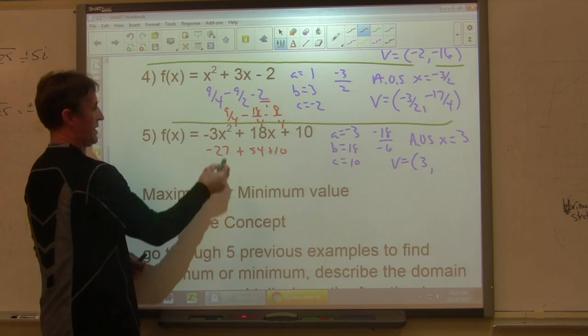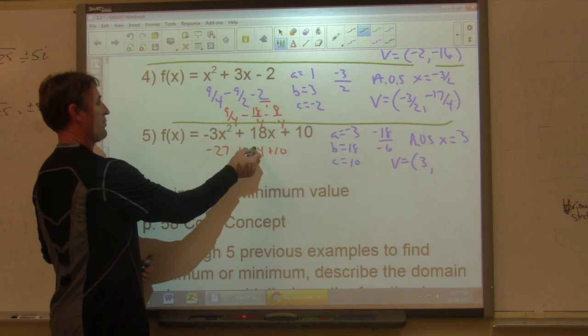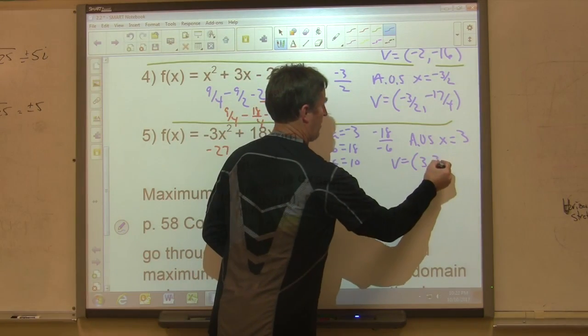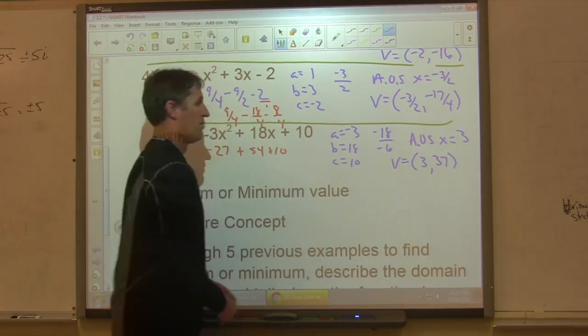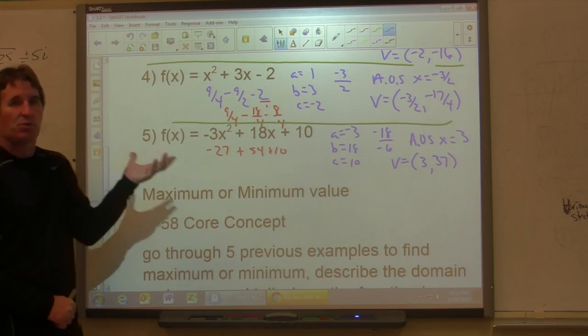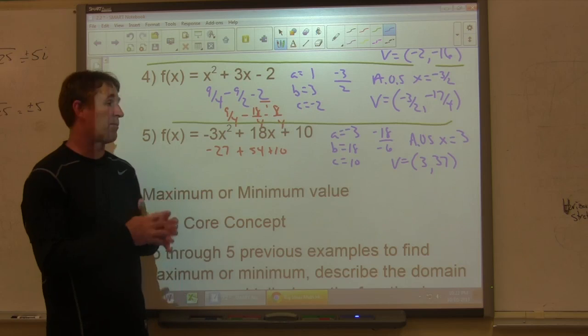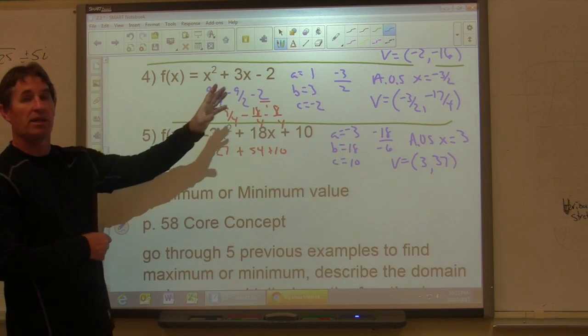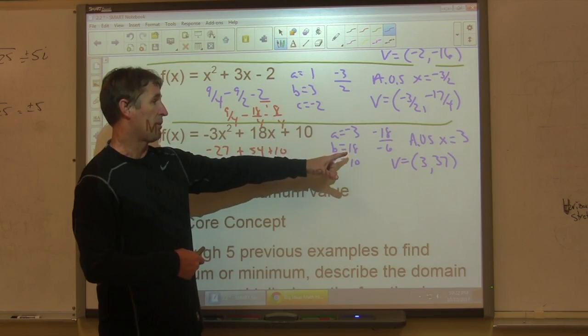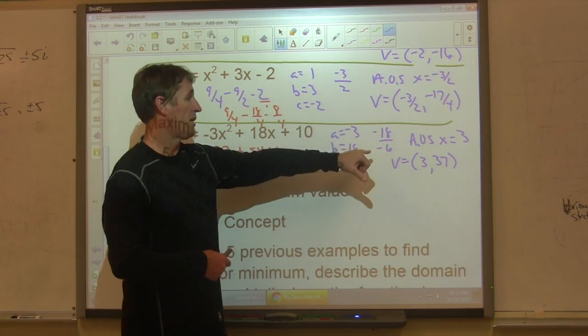Plus 10. Negative 27 plus 54 is 27. Plus 10 is 37. And so we found our vertex at (3, 37). So that's what you're doing on the first part of the assignment: you're finding the axis of symmetry and the vertex. And it's simply finding the values of a and b and plugging them into the formula.